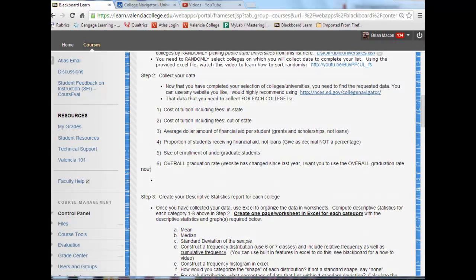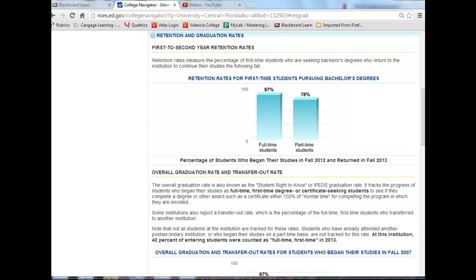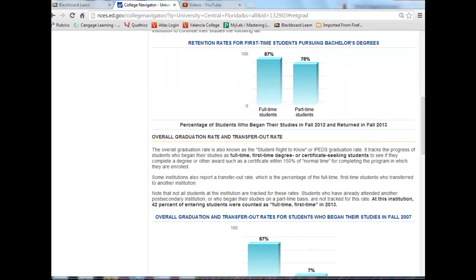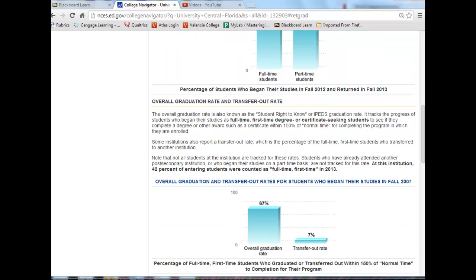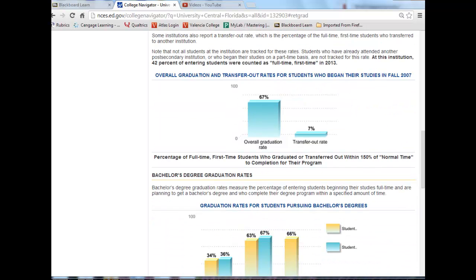All right, the last category I want you to look at is the overall graduation rate. Now, if we go to the website and we look at right here, retention and graduation rates, you notice they give us a lot of information here. So the first piece of information they give us is retention rates, which is basically how many students have not withdrawn. They retain the students. That's not what I'm asking you to look for. Here's the overall graduation rate. And this is the piece of data that I want you to use, is the overall graduation rate for that college.